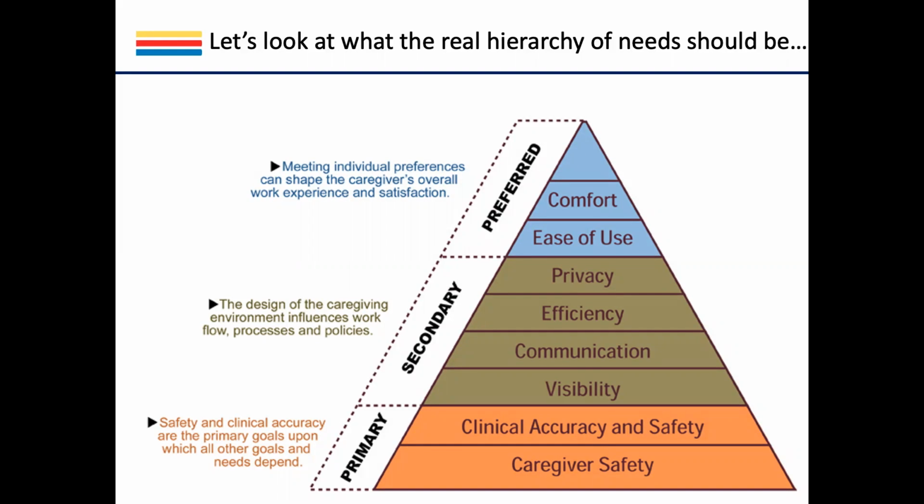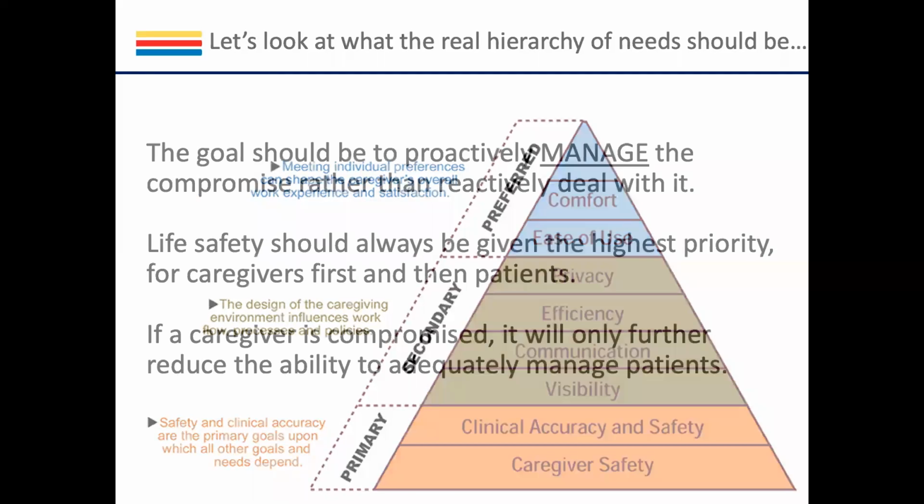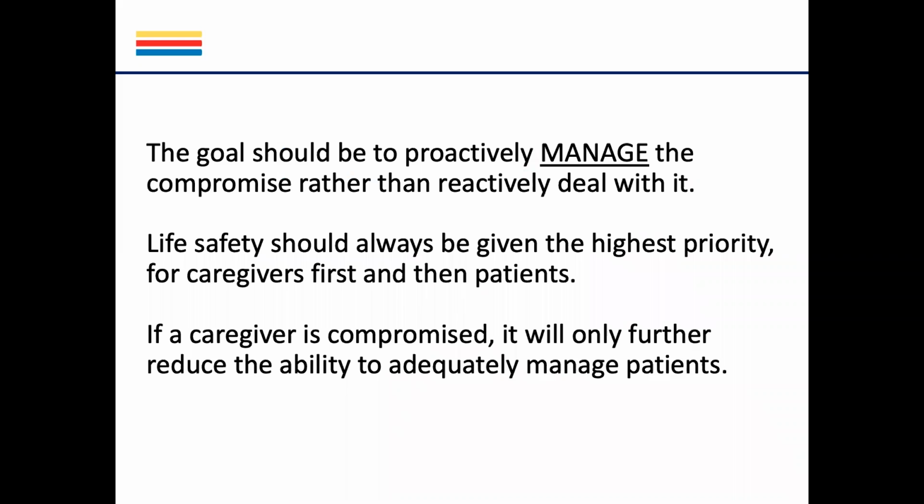But the things that we tend to put most focus on in the A&D community, and we see that in healthcare design magazines, we're looking at ease of use, comfort, prettiness. At the end of the day, from a clinician standpoint, those are probably the least things that we want to worry about, because we need to be effective and we need to be safe ourselves as clinicians. So the goal should be to proactively manage compromise and not just reactively deal with it. Life safety should always be given the highest priority for caregivers first, and then patients. If a caregiver is compromised, it'll only further reduce the ability to adequately manage patients. I mean, right now in New York City alone, there's over 300 firefighters that are down in quarantine with the COVID-19.